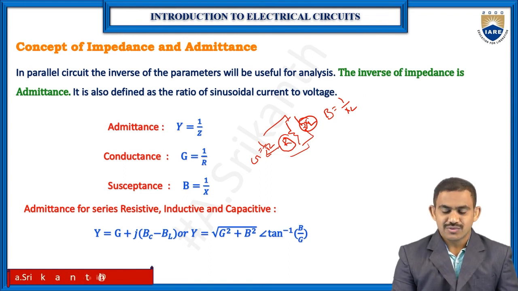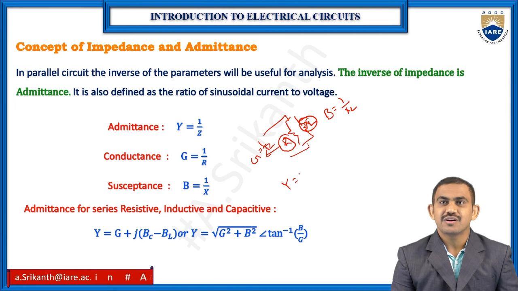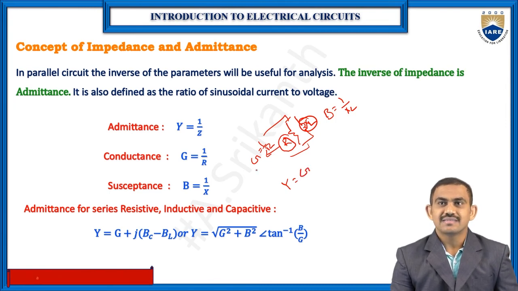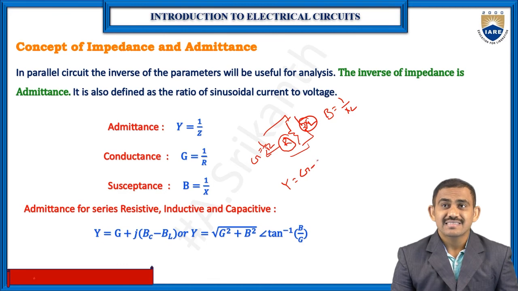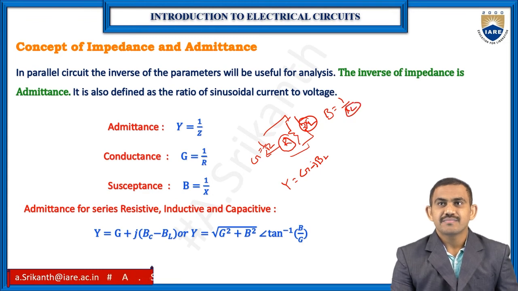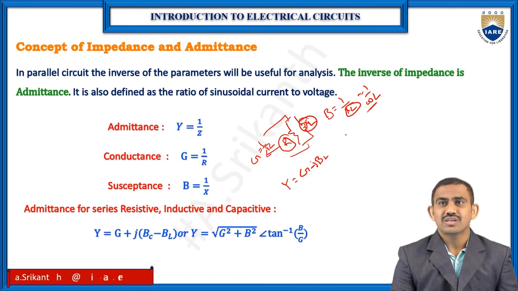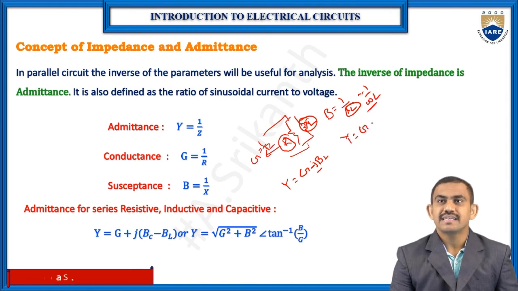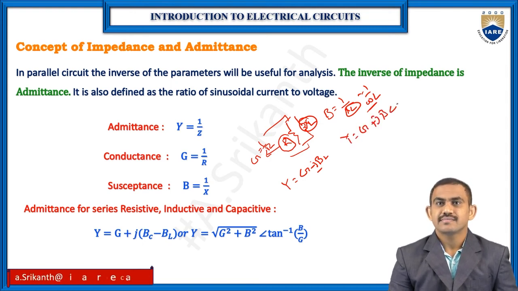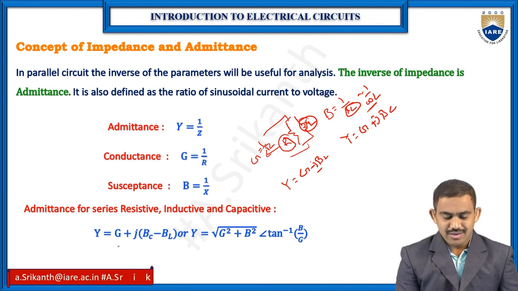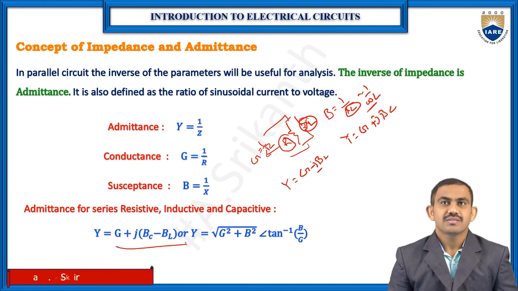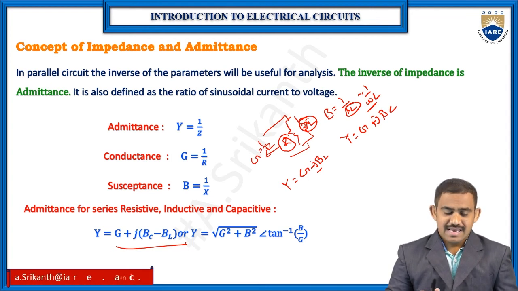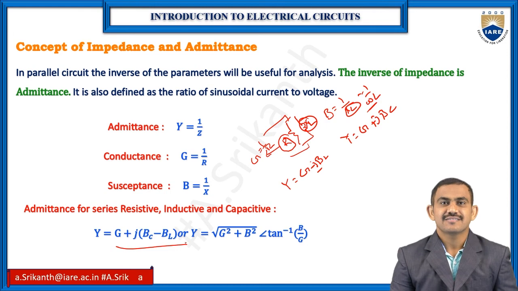Both in parallel, then admittance equals the real value G minus jBL. Why minus? Because 1 by omega L is a division, we get minus. Coming to capacitance, admittance equals G plus jBC. For three in parallel we have the formula. Simple. This is about impedance, admittance, conductance, susceptance and reactance.